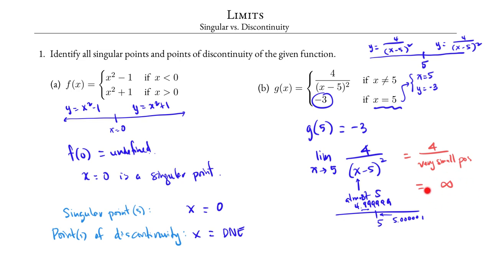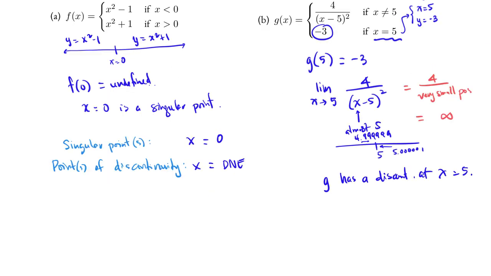Since the limit does not exist, we say that the function g has a discontinuity at x equals 5, and this is not a singular point. For this second part, the point of discontinuity is at x equals 5, and the singular point is DNE, does not exist.